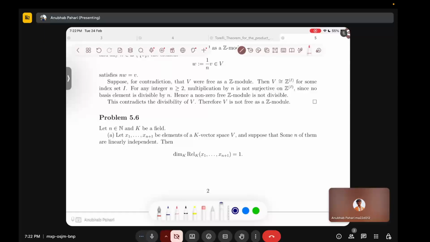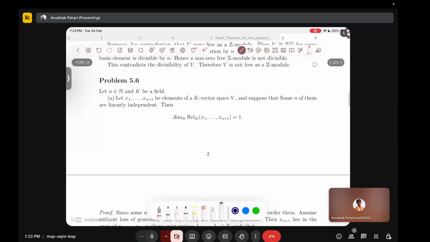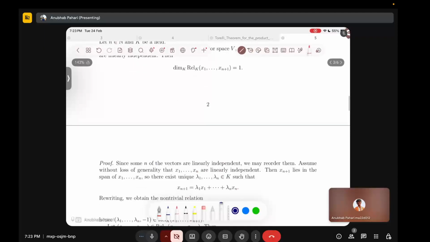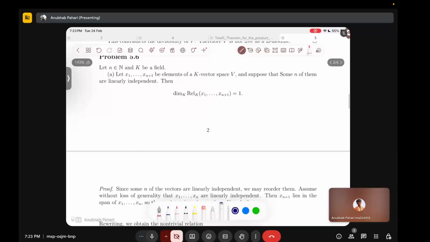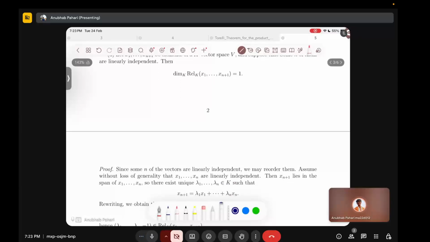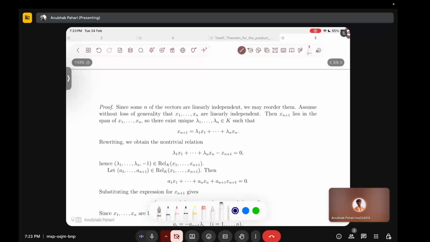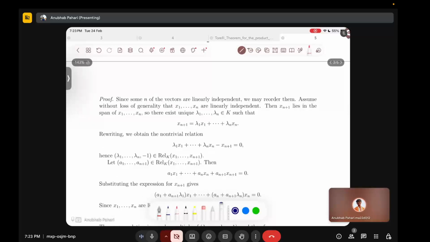Okay, so let us solve this problem 5.6a. Now, since some n of the vectors are linearly independent, we may reorder them and assume without loss of generality that x1 to xn are linearly independent. Then x_{n+1} lies in the span of x1 to xn, and so there exist unique lambda 1 to lambda n in k such that x_{n+1} equals lambda 1 x1 plus up to lambda n xn.